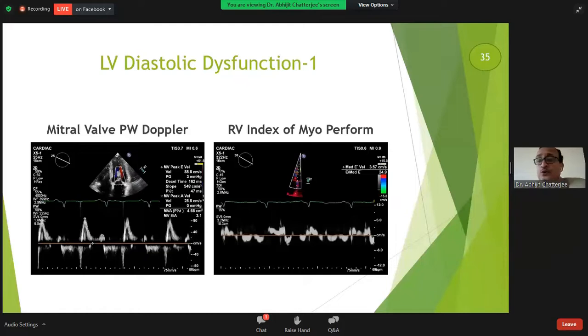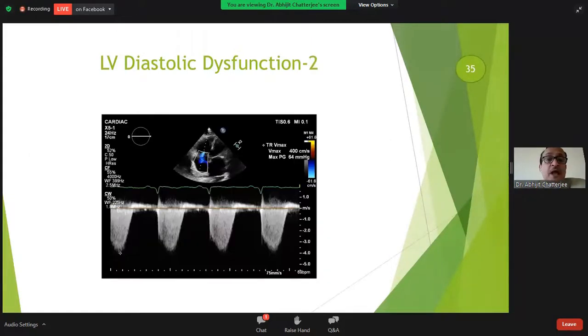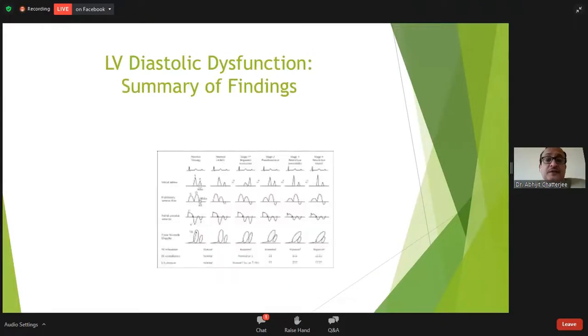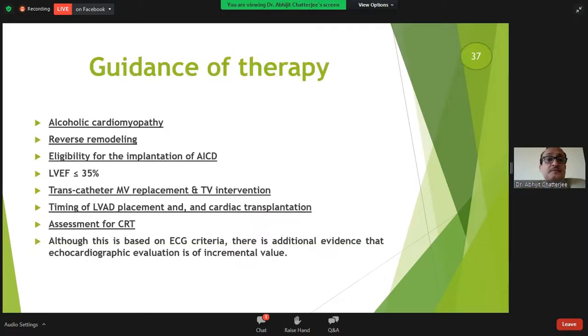It is important to measure the LV diastolic dysfunction as well, and the important things that are measured in the ASE recommendation are mitral valve pulse wave Doppler, the RV index of myocardial performance, which can be done by pulse wave or tissue Doppler, and the velocity of tricuspid regurgitation. There are algorithms which tell you which grade of diastolic dysfunction it is.